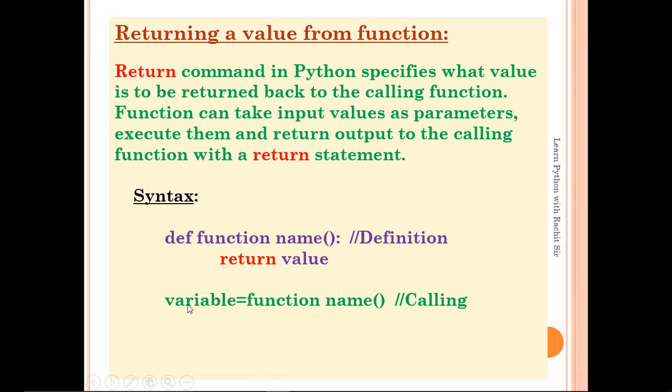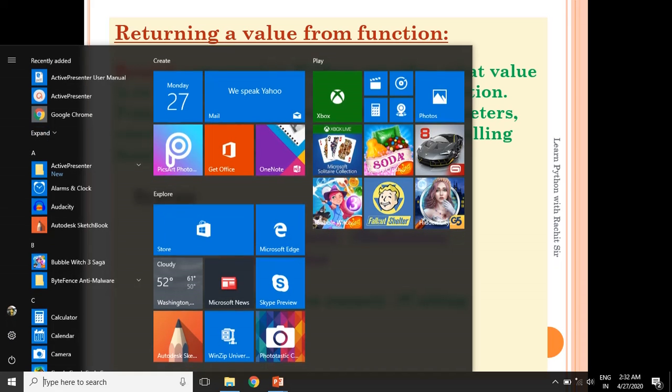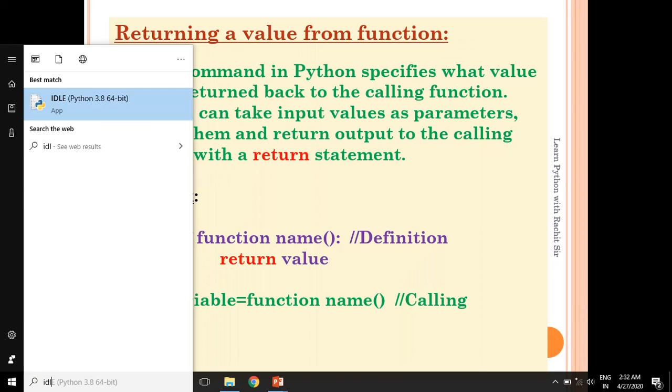So at the last, function calling will come. This is the important thing. First of all, the variable name will come in which this value will be returned. Now take an example. For it I have to open my IDLE. So here I will type IDLE.